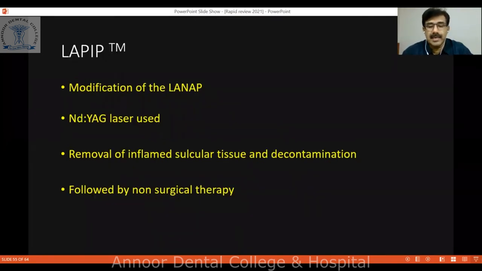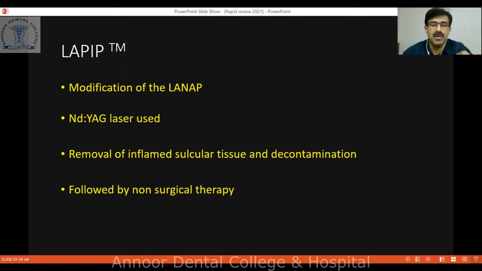And there is a protocol that has been developed, which is known as the LAPIP protocol. It is almost a modification of LANAP. LANAP is nothing but laser enhanced new attachment procedure, laser assisted new attachment procedure. That is, LAPIP is the laser assisted peri-implantitis protocol.